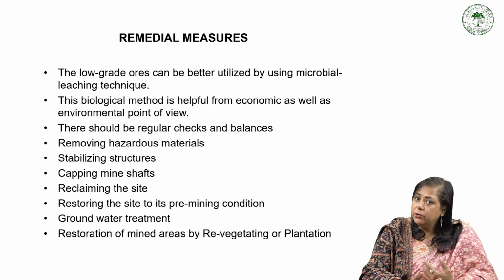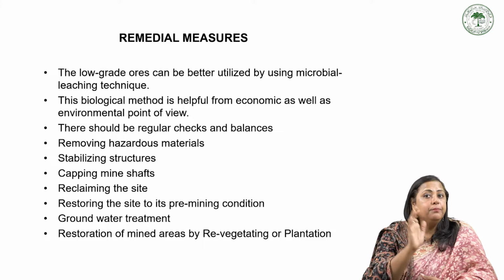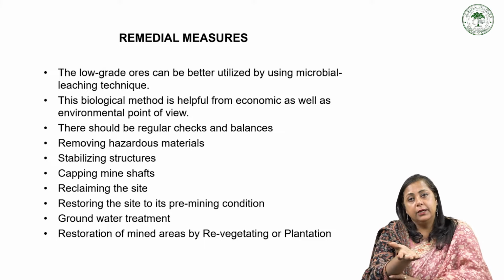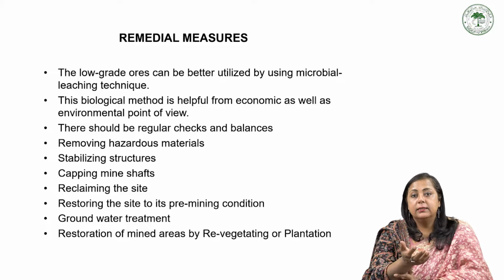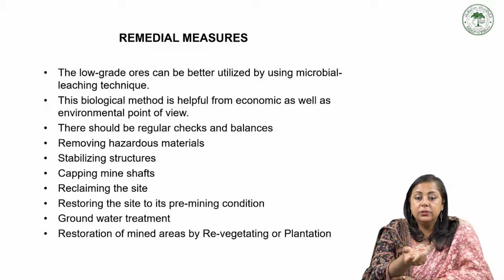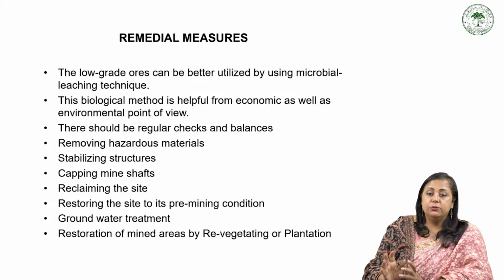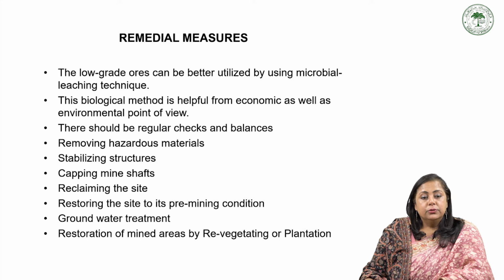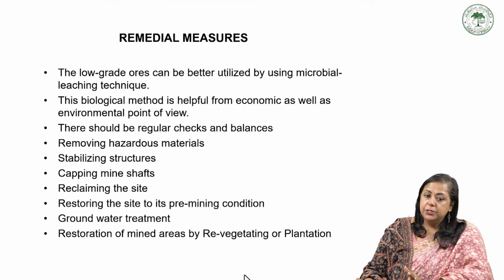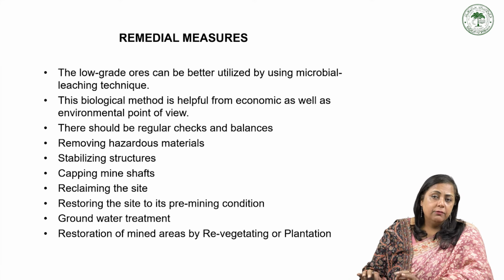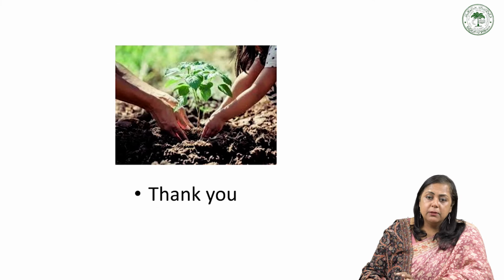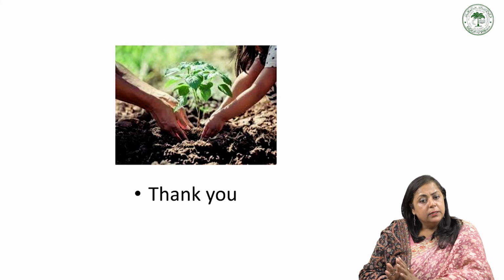If we are talking about plantation, we should always go for the native species. Though they are slow growing, they actually bring back the quality of the area. They can actually clean the air, clean the land, clean the water. So we should encourage the plantation of native species. Restoration of the mine area by revegetation or plantation: the only best alternative is the plantation. So do the maximum plantation, but of native species.